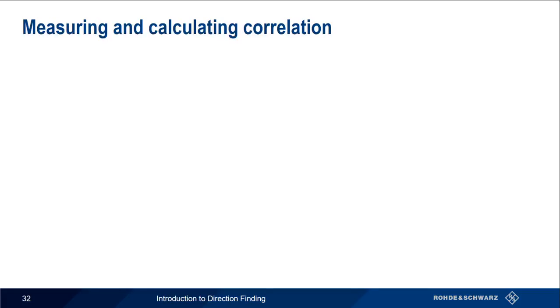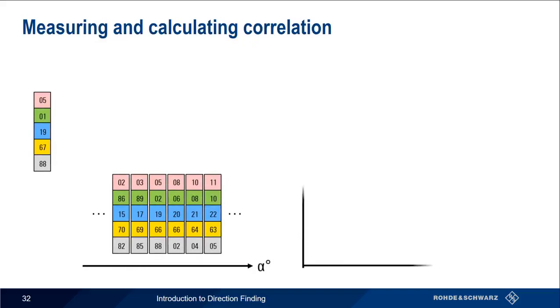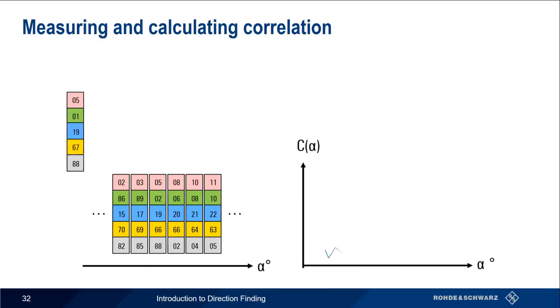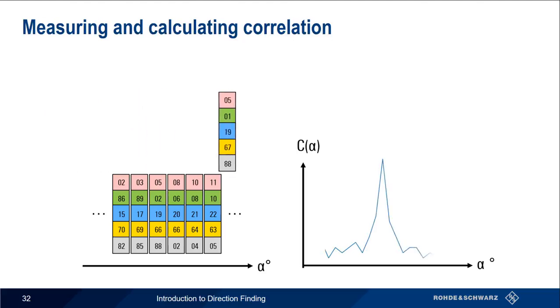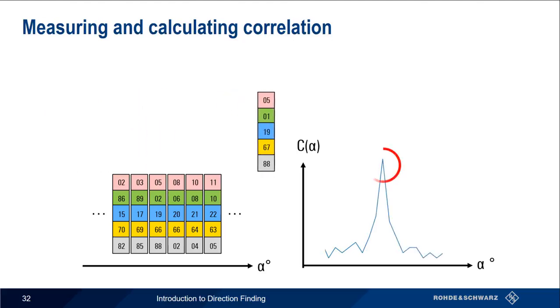When a target signal arrives at our antenna array, we first measure the received phase offsets at each antenna. We then calculate the correlation between our measured phase offsets and the calibrated or ideal phase offsets for each arrival angle, 0 to 365 degrees. This process should yield a clear correlation peak, and using this peak we can derive the bearing or arrival angle.